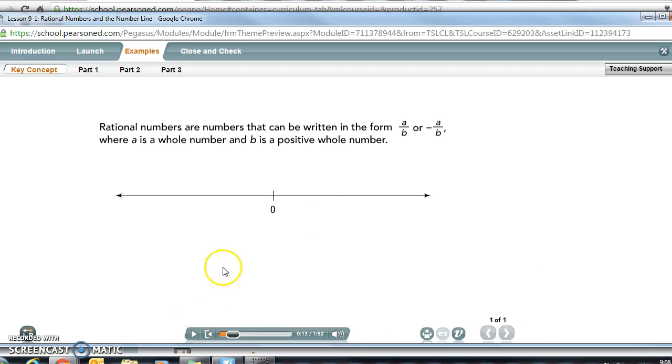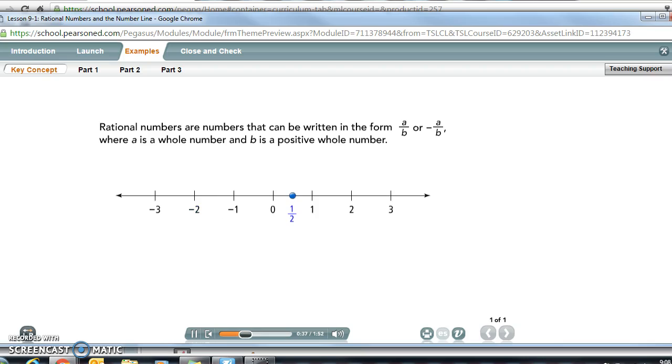So you might be saying, whoa, Miss S, what does that mean? Well, let's look at it. They're just basically saying that a rational number are numbers that can be written as a fraction, okay? A over b, where we can plug any numbers in for a or b, or negative a over b, where a is a whole number and b is a positive whole number. Rational numbers include all of the integers, 0, positive whole numbers, and their opposites. Integers can be written as a fraction, a divided by b, or as the opposite of a fraction, a divided by b.